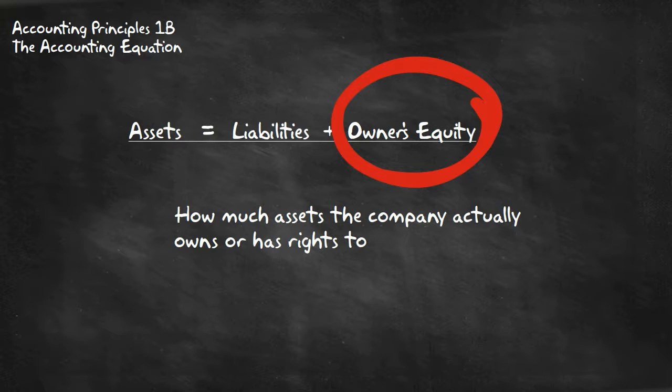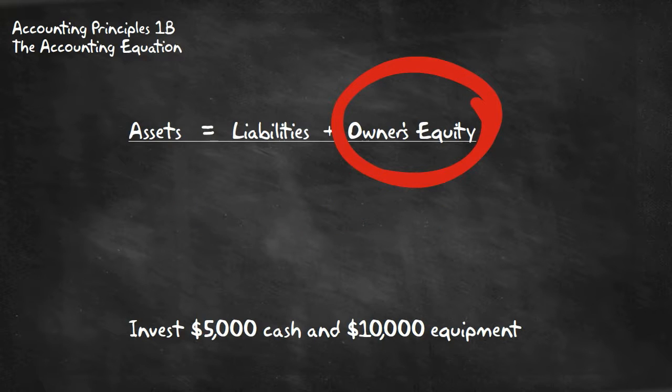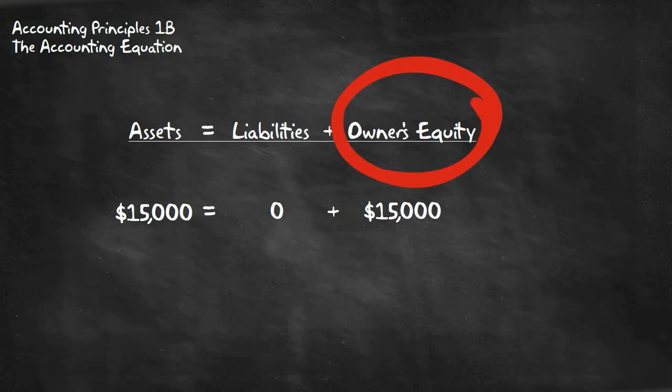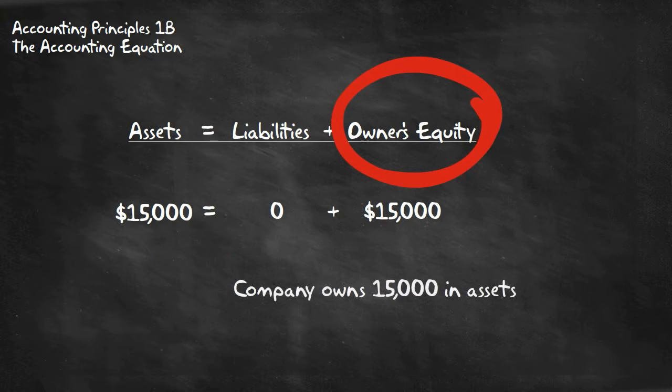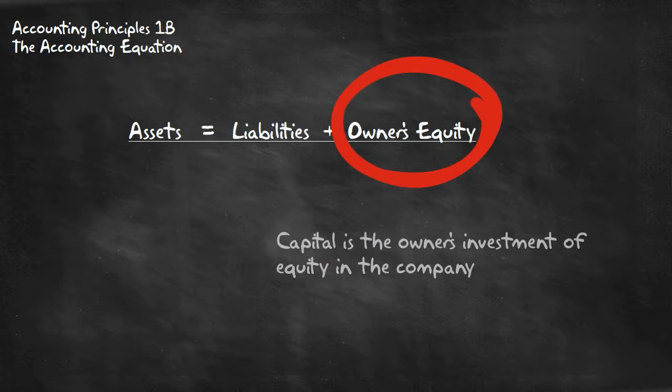For example, if when starting a company you invest $5,000 in cash and $10,000 in equipment, thus $15,000 in assets, you would have owner's equity of $15,000, meaning at any point I could sell the company and take back my $15,000 worth of assets. Note, another important term to understand is capital, which is the owner's investment of equity in the company.